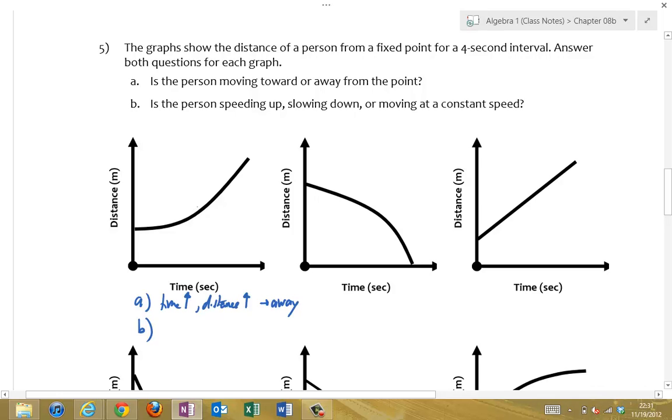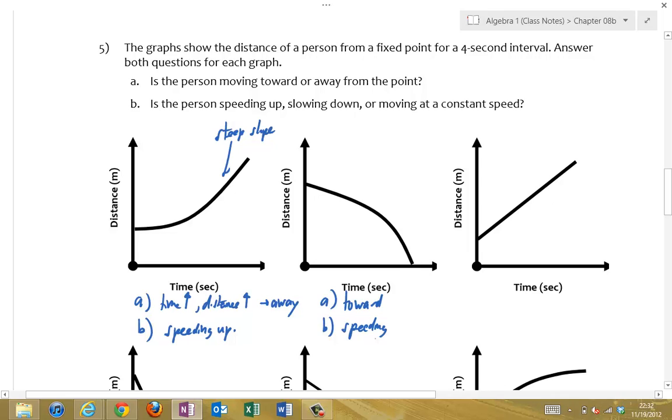Then B: is the person speeding up, slowing down, or moving at a constant speed? Well, you can see we have a steeper slope, and that's going to affect things. If I have a steep slope, and my distance is increasing faster relative to my time, that is speeding up. Let's look at number 2, or the second graph. These aren't numbered. As my time increases, my distance decreases. If distance is decreasing, we're moving toward. Speeding up or slowing down? It's kind of flattish here, but as it's getting more steep, that is speeding up.